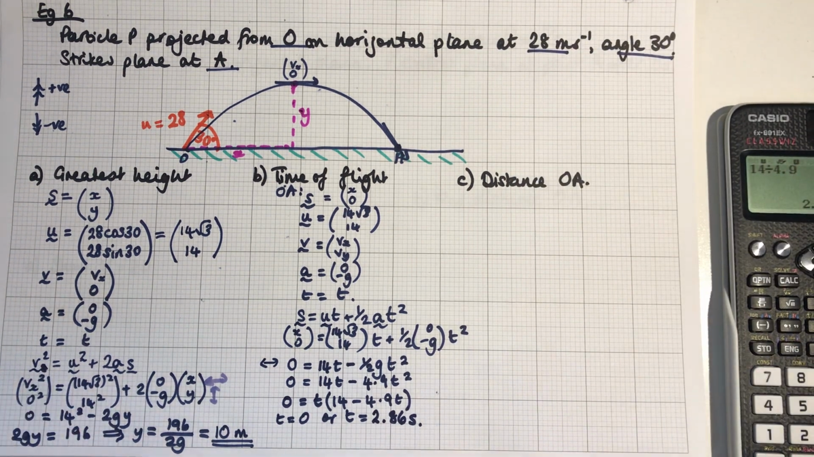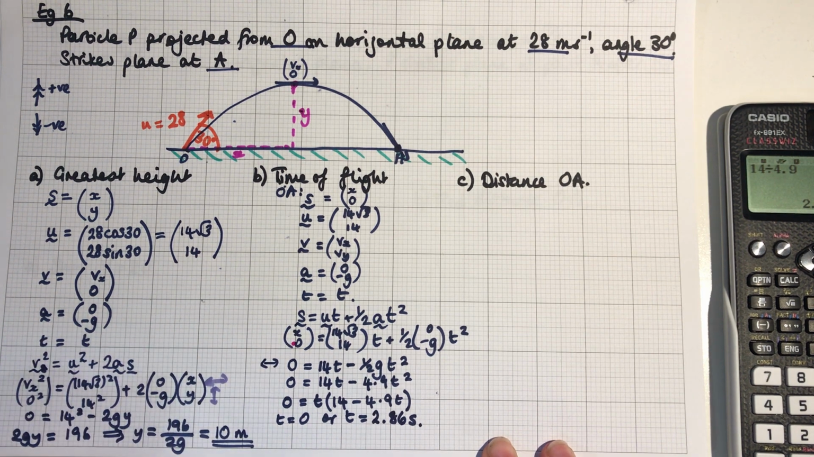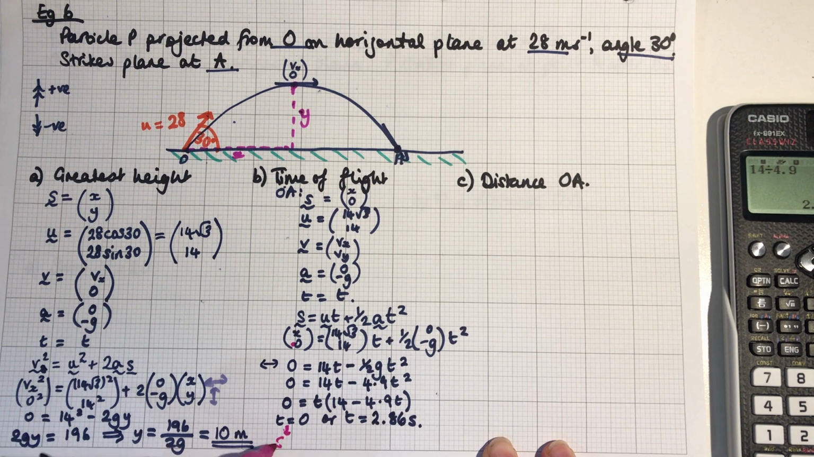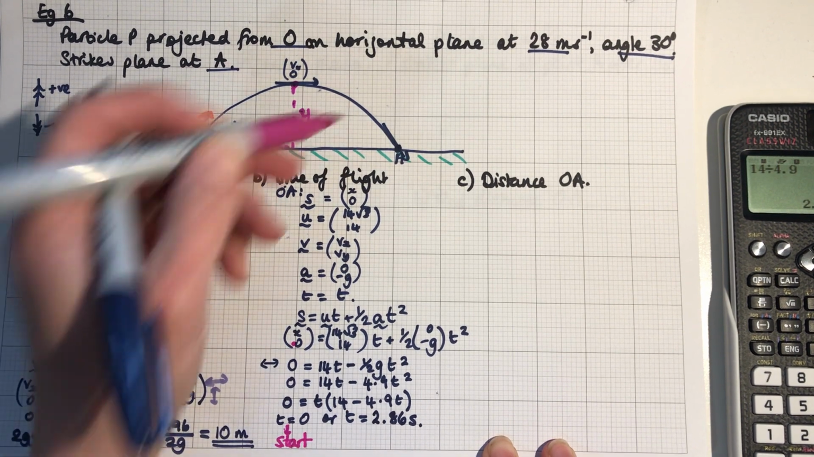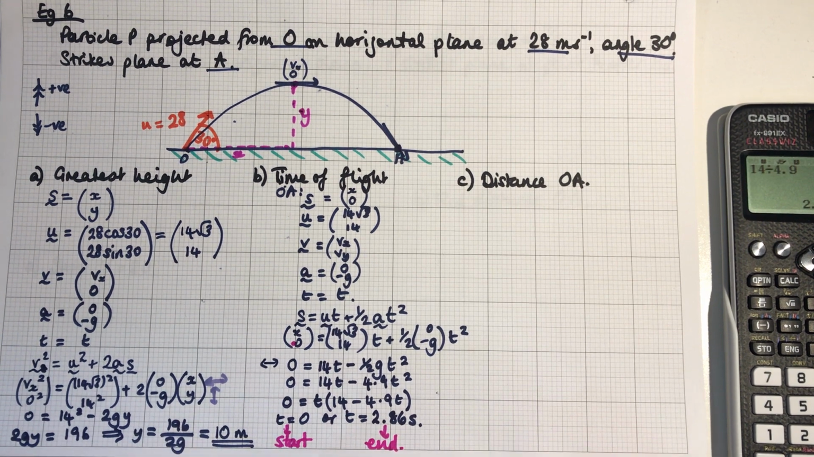Well, if you think about what we were working out, when the vertical displacement is 0, that's at the start, so t is 0, or at the end, and that's when t is 2.86 seconds. So our time of flight, which the question asks for, is 2.86.